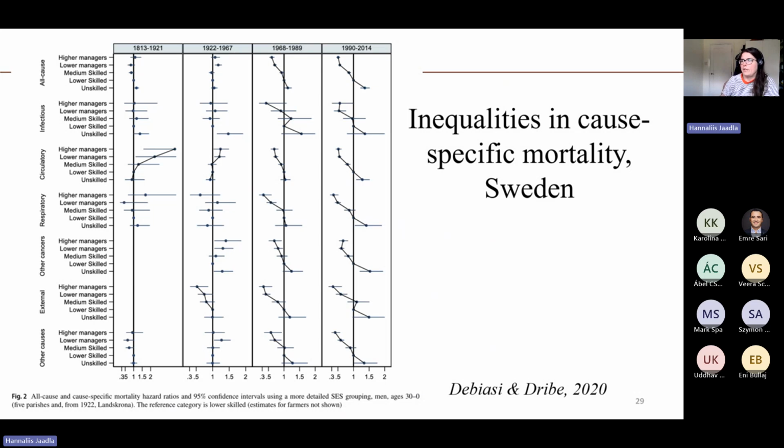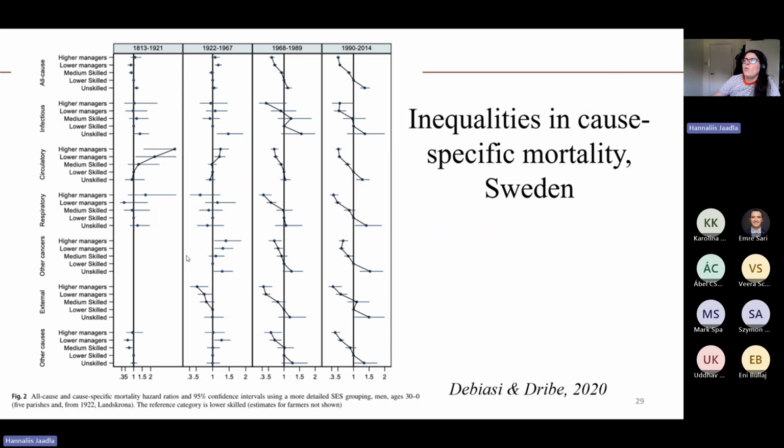And the reference category here, it's again a relative risk measure. So we have a reference category, which is the lower skilled. So that, again, the same group. But as we can see, for example, if we look at all-cause mortality, there are no social gradients in the first two periods, before the 1920s to 1967, but the gradient becomes very evident by the later period. So 69 to 99, higher managers have a much lower mortality risk compared to lower skilled, and the gradient, this kind of top from bottom, is even more evident by 2000 for the last period.